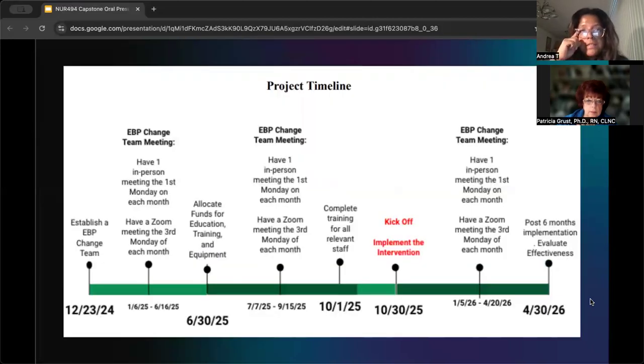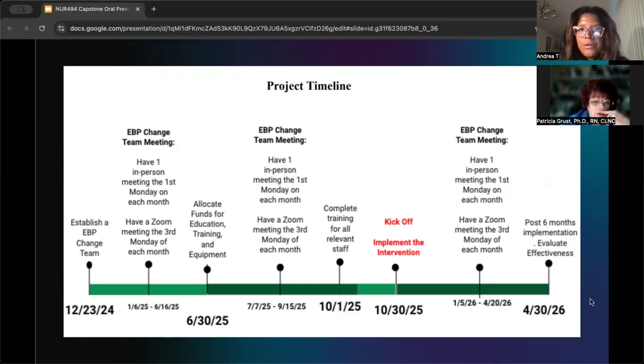Okay. The timeline presented above indicates that an evidence-based practice change team will be formed by December 23rd of 2024. Beginning January 6, 2025, the evidence-based change team will gather in person on the first Monday of each month and will hold virtual Zoom meetings on the third Monday of each month. These meetings will continue for the entire time until 6 months post-implementation of the intervention.